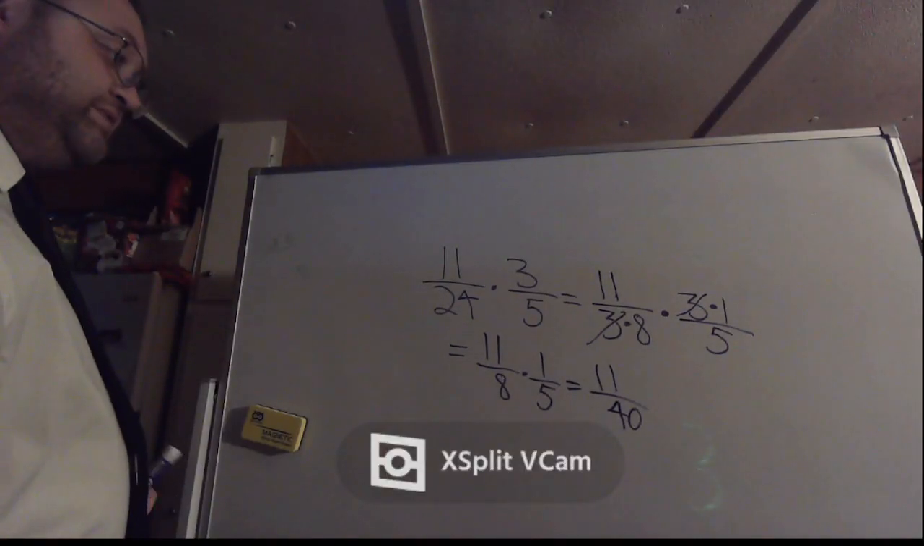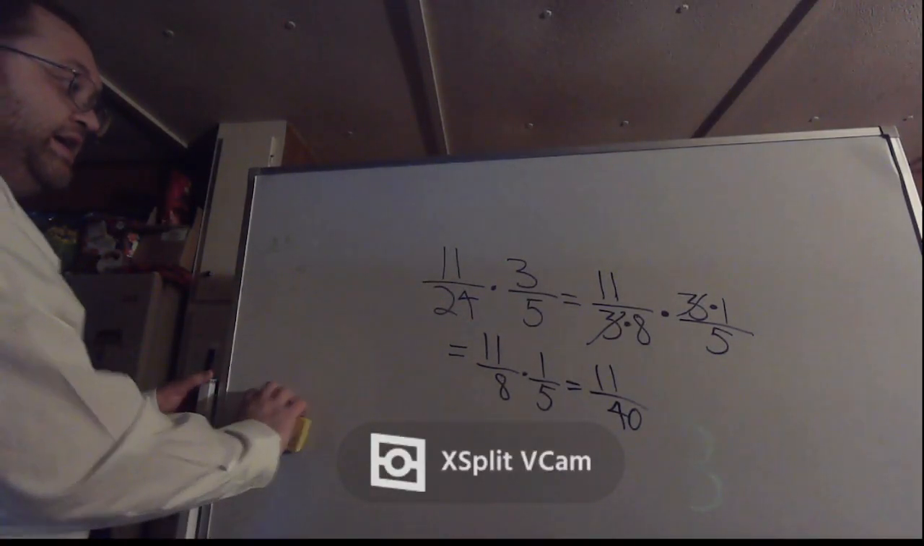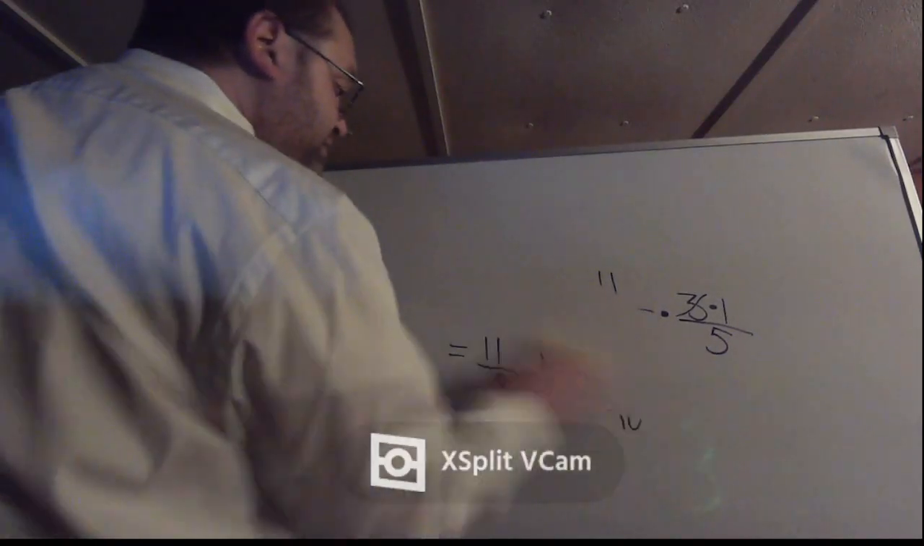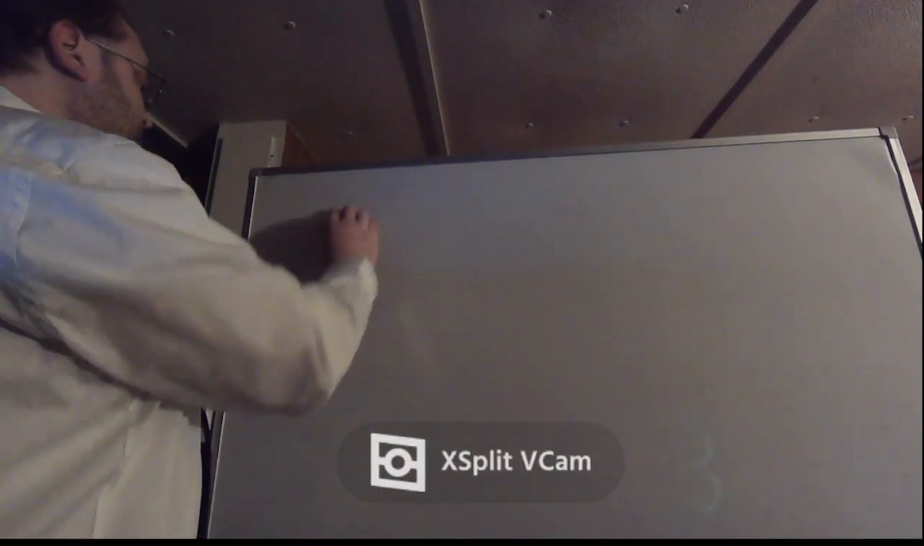And that's really all there is to it. It's just being on the lookout for common factors you can factor out. So as a general rule, remember, simplify before you multiply.